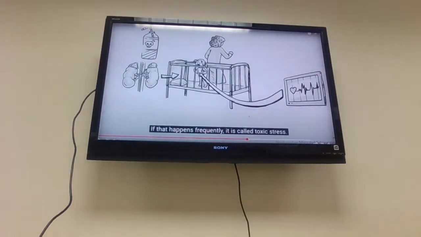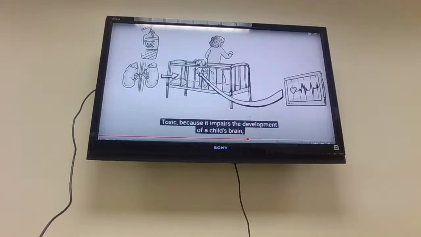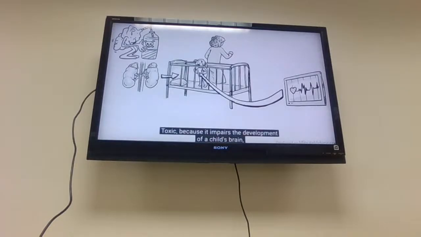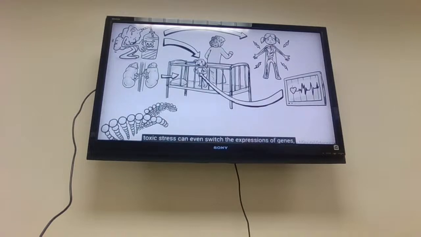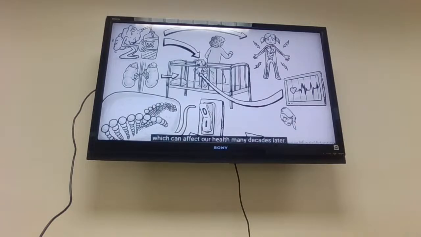So that's what the movie Paper Tigers is about, the toxic stress, and they described it here well, is that the adrenal gland that produces cortisol, if it produces it and you're always having that course through your veins, it can affect your brain development ultimately. Toxic because it impairs the development of a child's brain and weakens the immune system. In embryos or at a very young age, toxic stress can even switch the expressions of genes, which can affect our health many decades later.